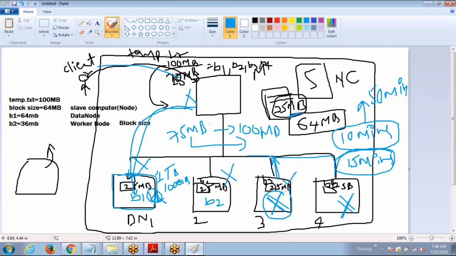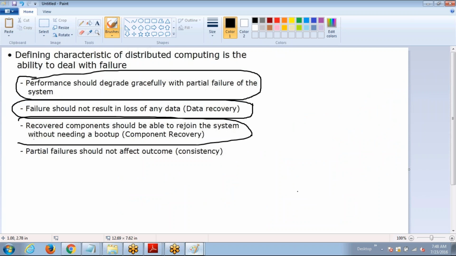So if one of my computers goes down, this 25 GB of data I should not leave; I have to recover it. If I leave this one, indirectly whatever is in this data I am not going to consider when coming up with the maximum temperature out of my 100 MB of data. So I have to recover this data and compute on it. That is the meaning of partial failure should not affect the outcome.